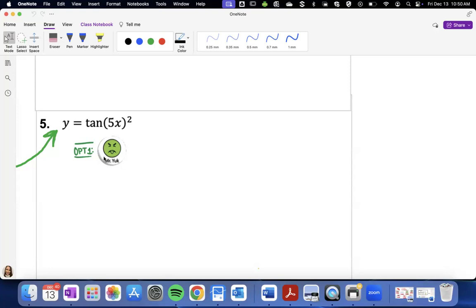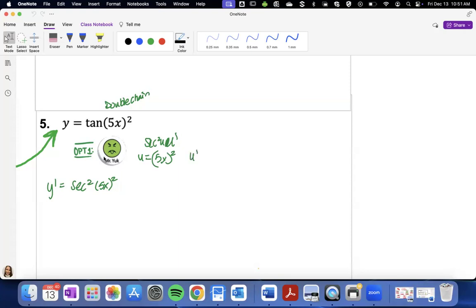Okay, let me show you the Mr. Yuck way to do this. If you don't do your algebra, the calculus is harder. But if you do your algebra, the calculus is a lot easier. So if I don't use algebra, this is a double chain. If I do this, I would say the derivative is secant squared u prime, so it would be secant squared of 5x quantity squared. Now watch this. If I have 5x quantity squared, what's u prime for 5x squared?